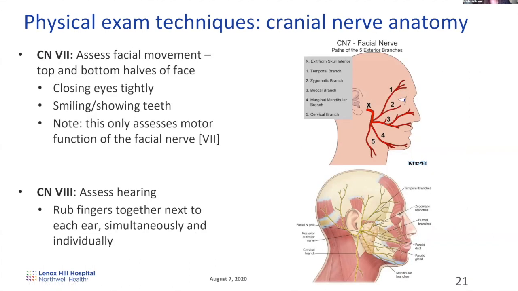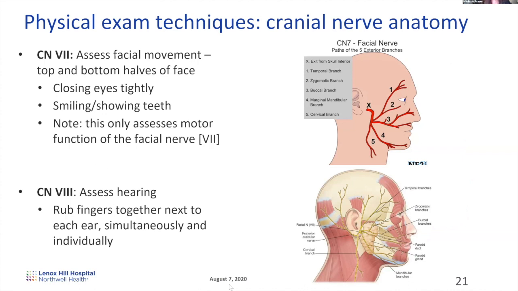Okay, so cranial nerve 7 is the facial nerve. As we discussed, the facial nerve, similar to the trigeminal nerve, has a few different branches, and you'll see them in the diagram to the right. But essentially, as we mentioned, the facial nerve innervates all the muscles of your face. So this is responsible for facial expression.